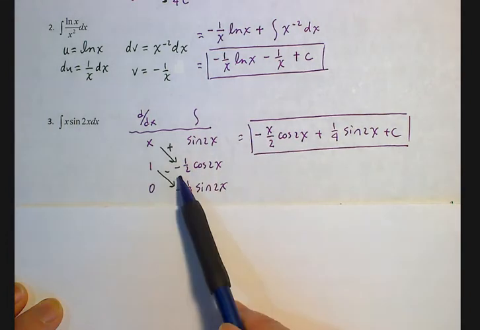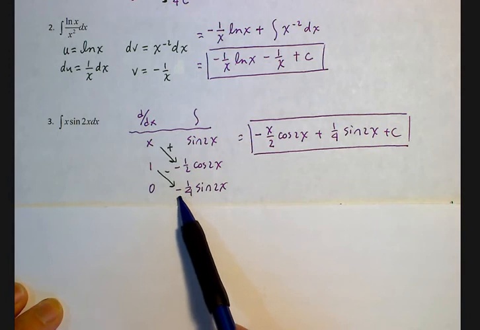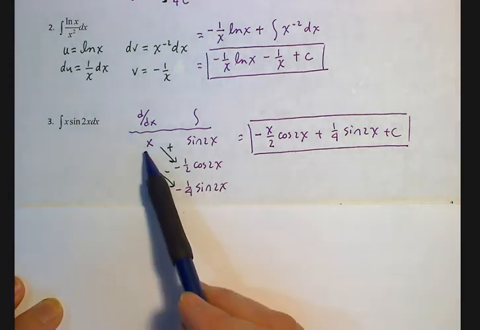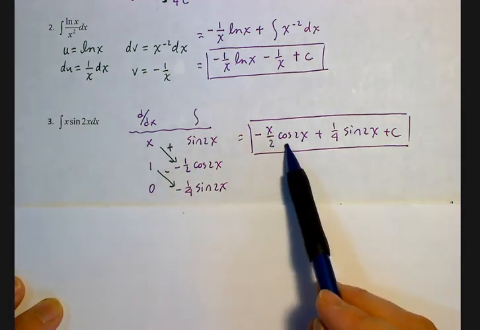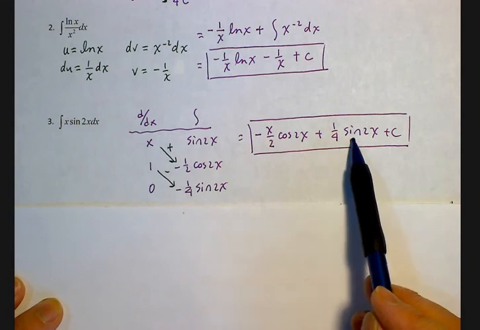And the integral of that is negative 1/2 cosine of 2x. And the integral of that is negative 1/4 sine of 2x. So then you'd multiply, drawing your diagonals. So you have negative x over 2 cosine of 2x plus 1 over 4 sine of 2x plus c.